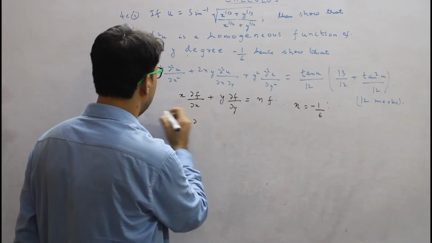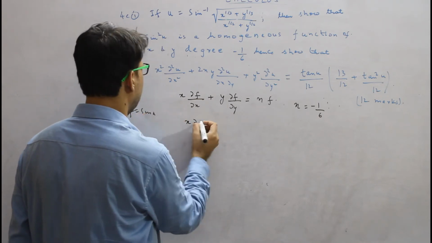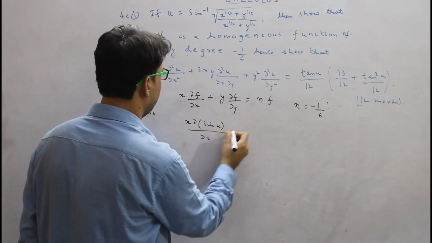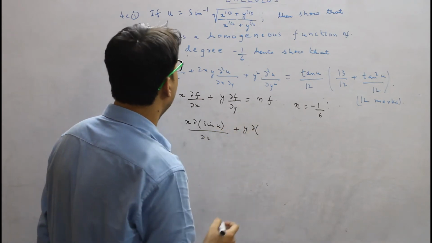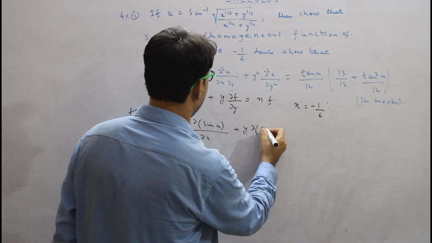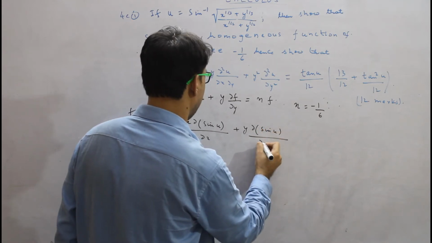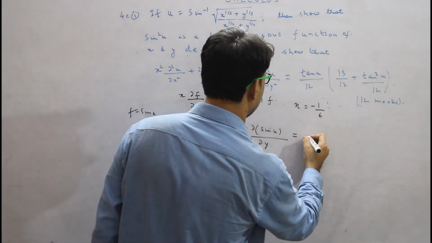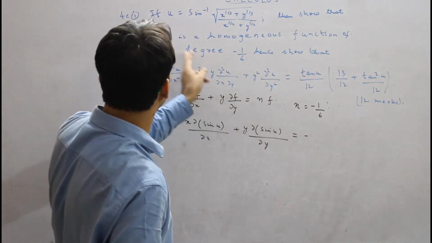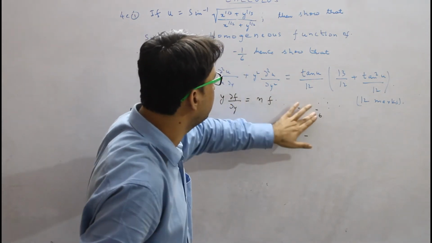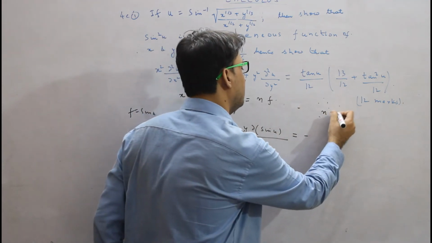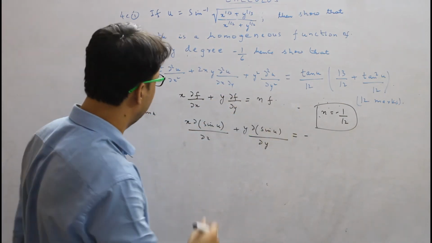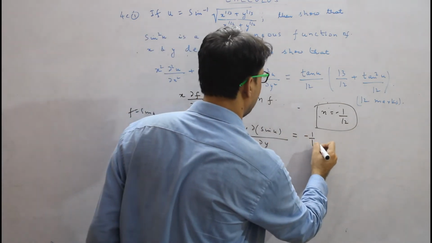So I will write this as x ∂(sin u)/∂x plus y ∂(sin u)/∂y is equal to n f. No, we have made a mistake here. This is the degree of this one, but what we are getting for the general f, we are getting n is equal to minus 1/12. This was for this one, so this is minus 1/12. So this gives me minus 1/12 f.